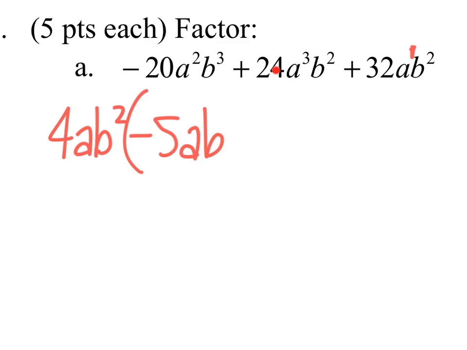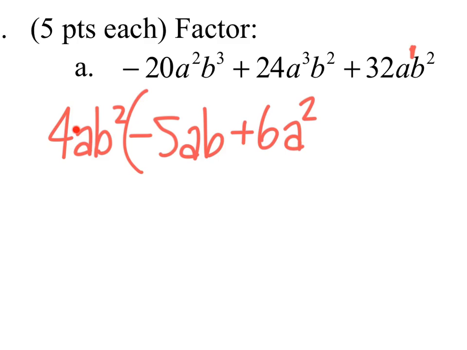So 4 goes into 24 how many times? 4 times what gives us 24? So it's going to be positive 6. And then here I see we've got a single a, right? So a times what gives us a to the third? A times a to the second gives us a to the third. And I know that the b's have already been factored out, so we're all done there.